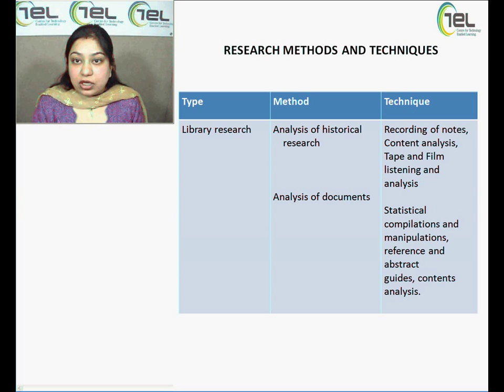These kinds of techniques can be used by a researcher in order to conduct any historical or pre-researches which have already been conducted. Another method which can be applied to library research is analysis of the documents. The analysis of documents applies statistical compilations and manipulations, reference and abstract guides, and content analysis. These types of methods are applied when we are conducting research into documents.